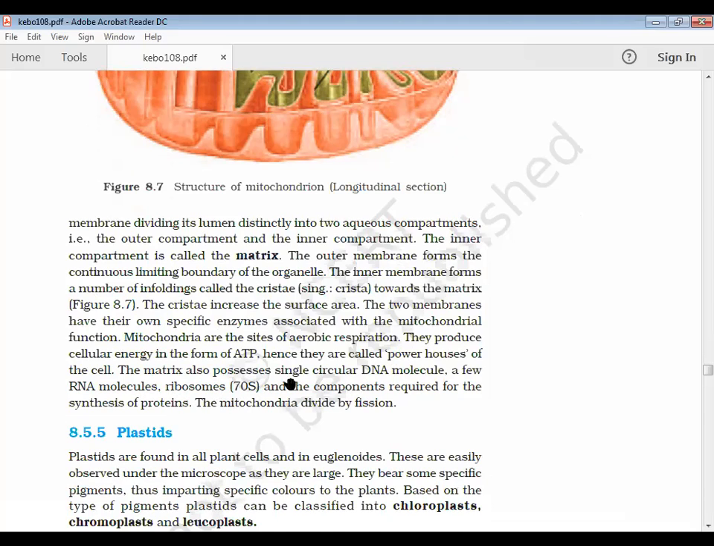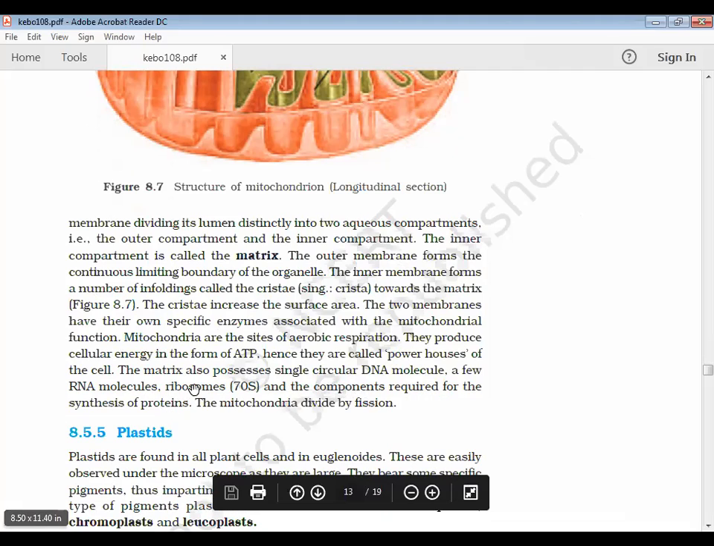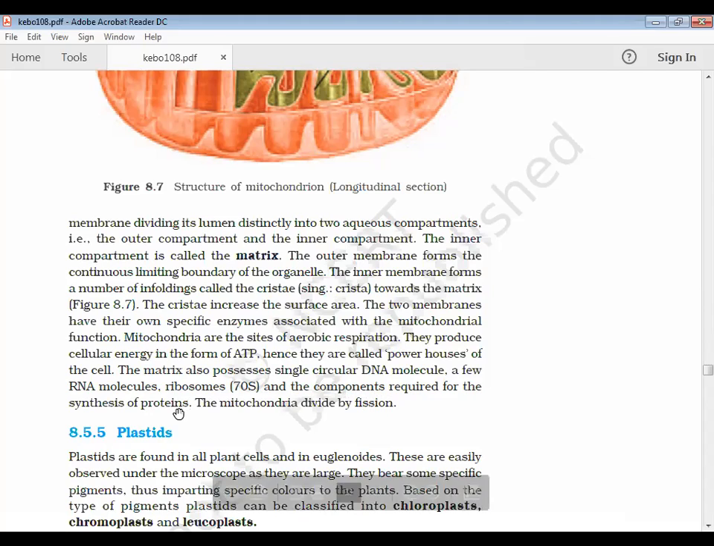The matrix also possesses a single circular DNA molecule, a few RNA molecules, 70S ribosomes, and the components required for the synthesis of protein. The mitochondria divide by fission.